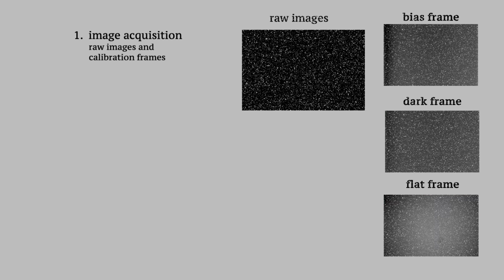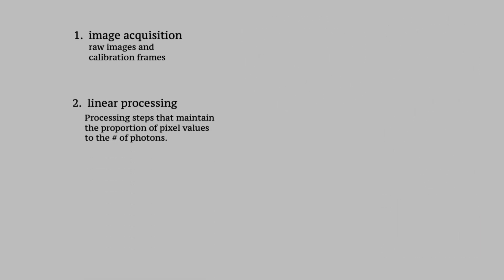Those need to be taken, or should be taken, at roughly the same time as the raw images are. So those are two types of images, raw images and calibration frames, and then there are three different types of calibration frames. And that's it for image acquisition. Once you have all those files, then you can start to go into the processing flow to make an astrophotograph. And I've divided the processing up into two sections.